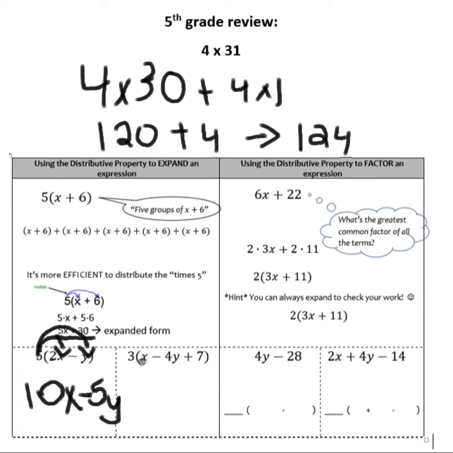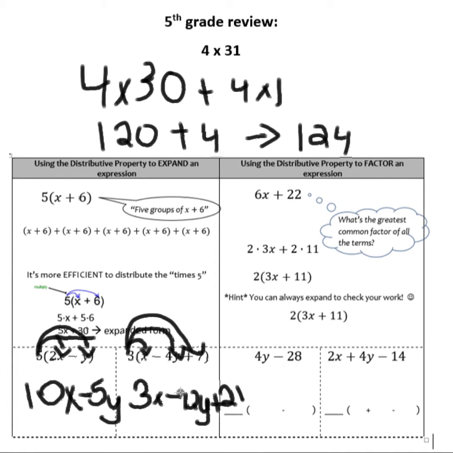We have here 3 terms that we're going to distribute the 3 to. 3 times x is 3x. Subtraction symbol. 3 times 4y, so we multiply 3 times 4 is 12, and carry on the y. Plus 3 times 7 would be 21. So our final answer would be 3x minus 12y plus 21.